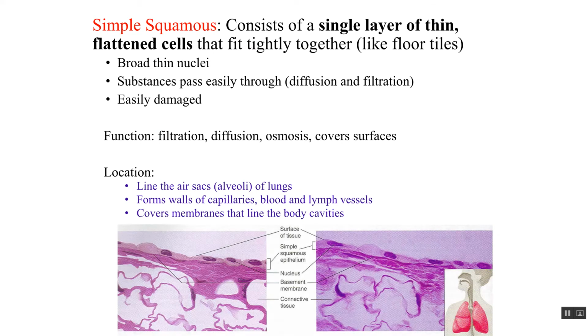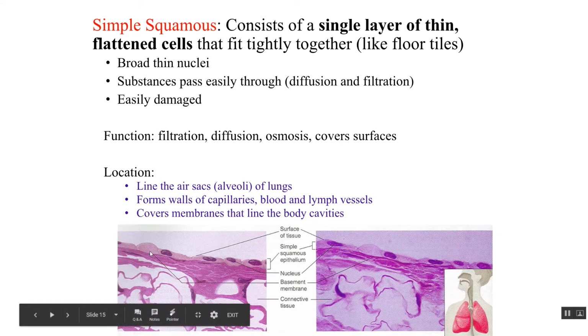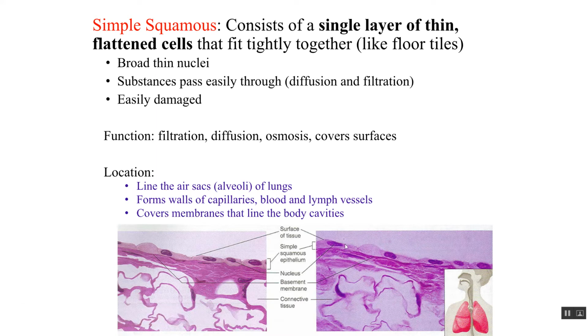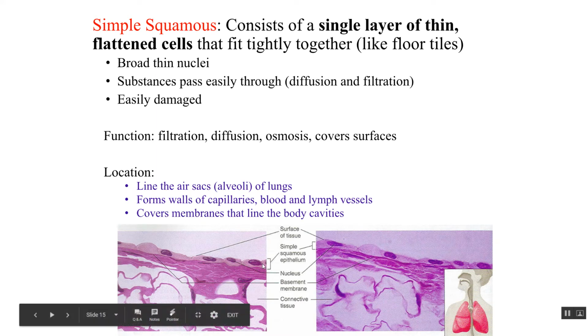And here's just a couple of pictures. So you have the surface right here. Okay, this is looking at your lungs. Your simple squamous epithelial, so it's these ones right here, and you can see the nuclei. You have the basement membrane, which is just going to be the bottom, and connective tissue. So basement membrane, connective tissue.